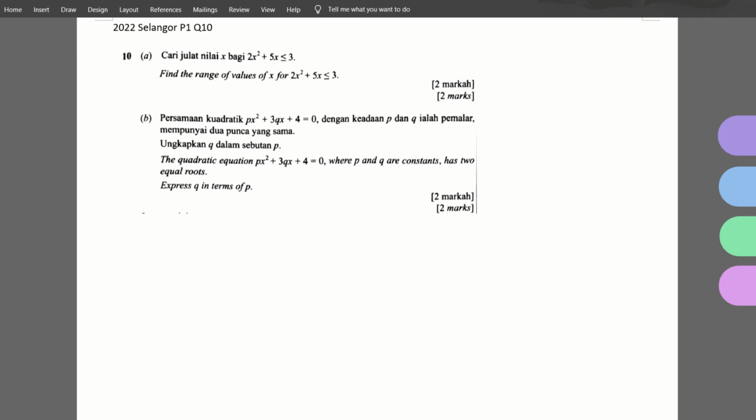So for today's video, we will look at a question from Form 4 Chapter 2, Quadratic Functions. Before we discuss this question, y'all can take a look and try it by yourself first.